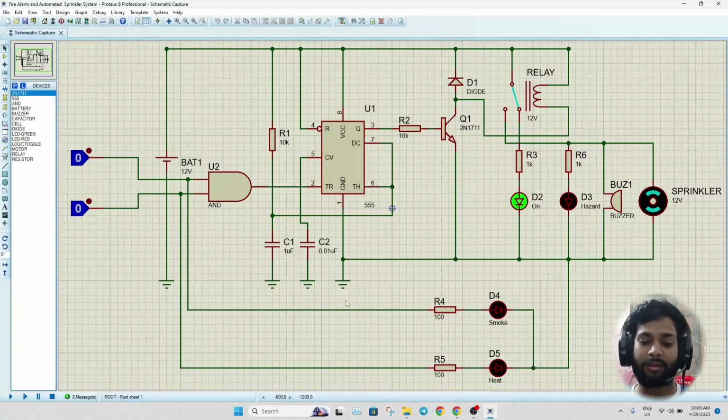So how does this device work? When there is only smoke, or only heat, or no heat and smoke, the output of the AND gate will be 0. So the trigger will be 0 and there will be no output from the timer. Then the transistor will work as an open circuit and the current will flow from the battery through this connection of the relay to the green LED, which indicates that the device is on.